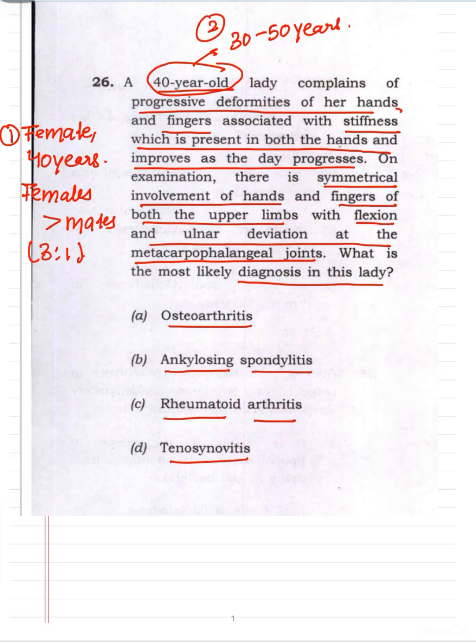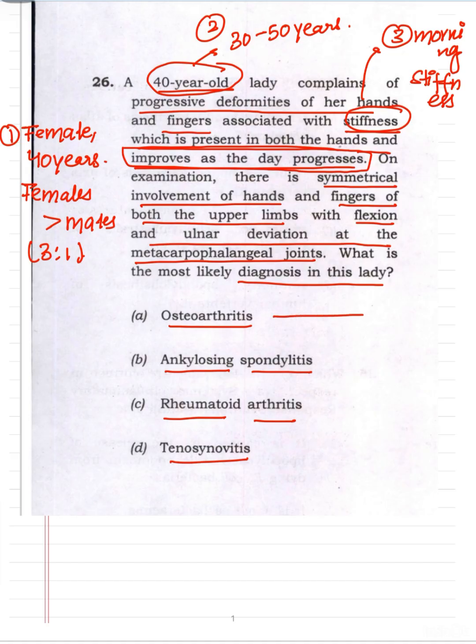Third clue is that there is a stiffness which improves as the day progresses. So there is a morning stiffness which improves as the day progresses. This is in contrast to osteoarthritis, in which the pain is worse with activity and improves with rest. So this is in contrast to it.